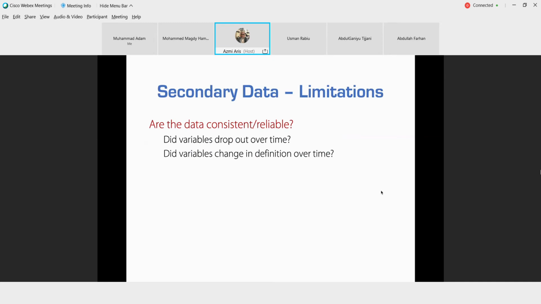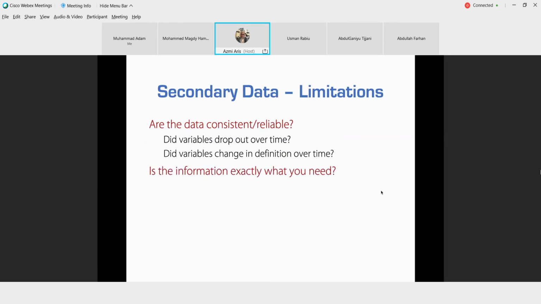Okay, another limitation: are the data consistent or reliable? Especially when we talk about rainfall data, there may be times where the data is not available, but luckily for hydrologists, they have methods to fill up the gap.